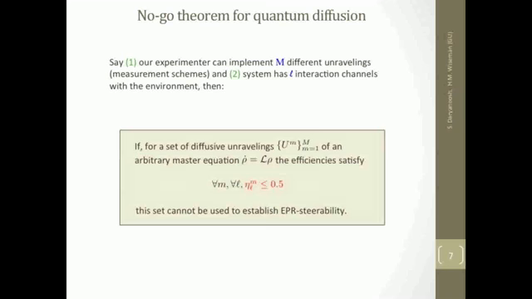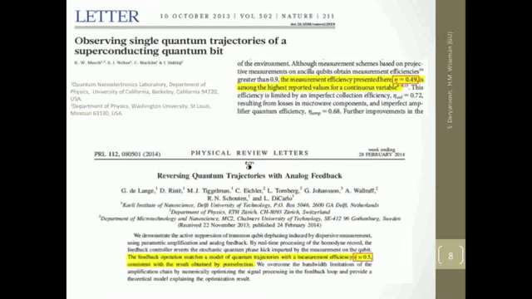That is, if an experimenter is able to implement m different measurement schemes on the l different reservoirs with which the system interacts, then as long as for all of these schemes and channels the efficiencies are less than or equal to 50%, it is not possible to establish dynamical EPR steerability. This no-go theorem would imply that detection schemes of measurements giving rise to quantum diffusion need improvement to be able to prove this detector dependency of dynamical quantum events.